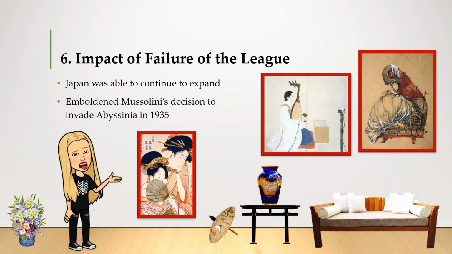The failure of the League to respond to the Manchurian incident meant that Japan was able to continue with its expansion. It may have also contributed to Mussolini's decision to invade Abyssinia in 1935.